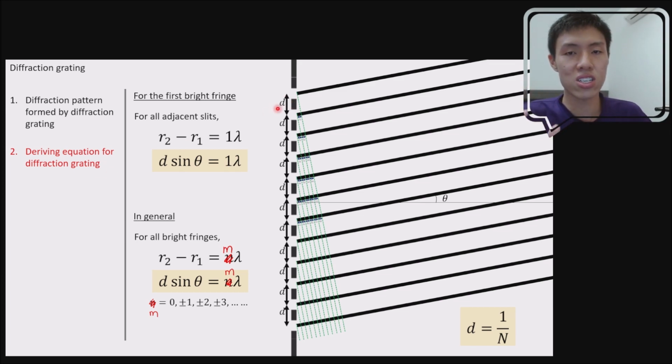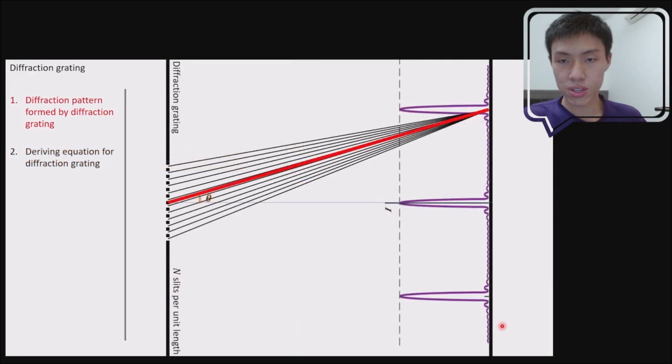So d is actually an immeasurable value in daily life. Of course, if you use a microscope, that's a different story. But how do we usually get d here, the d that we want to substitute? We can usually get it by taking the inverse of 1 over n. So what is n actually? n is the number of slits per unit length.